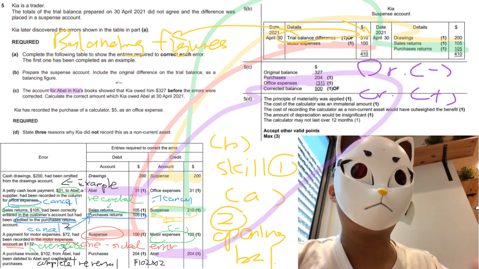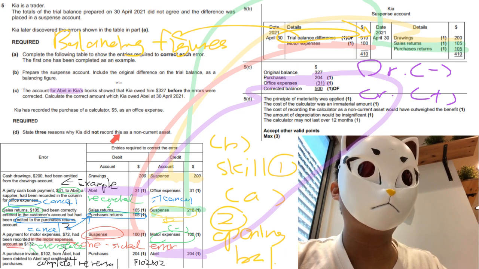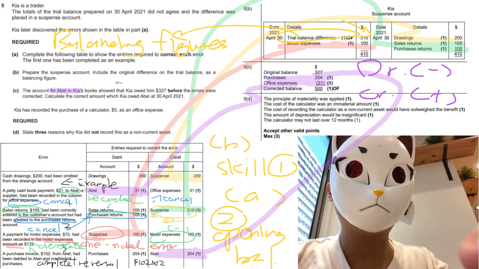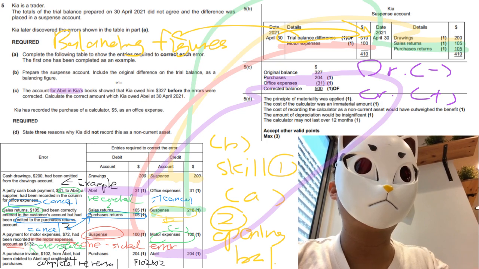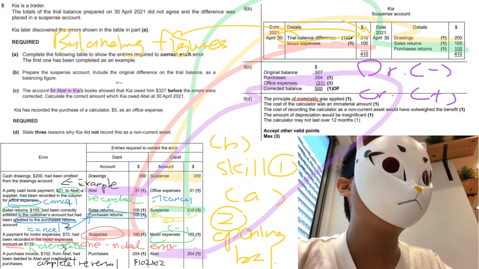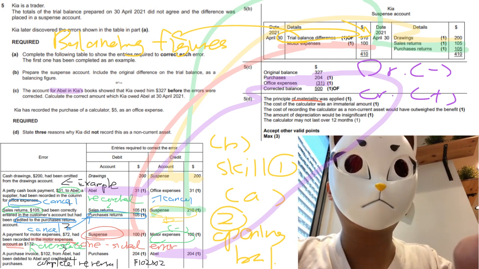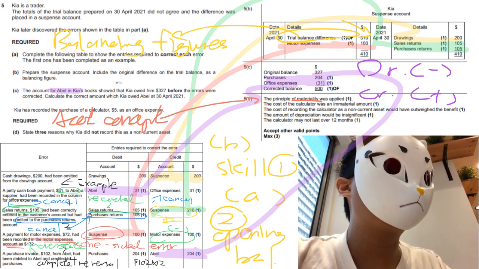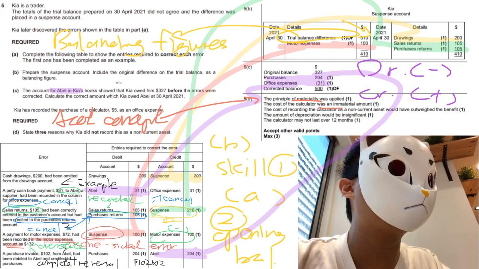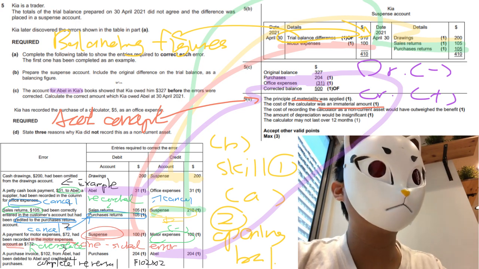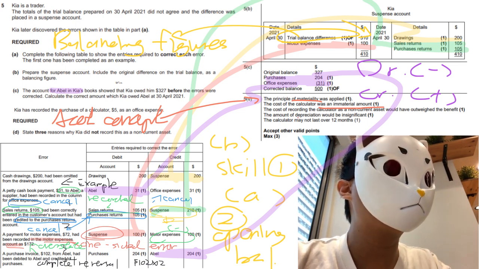Last part of this question: three reasons why the calculator is not recorded as a non-current asset. You must apply the accounting concept that you've learned. This term is materiality. This is the accounting concept, so remember that we have to apply it. Materiality: because it's an immaterial amount, we do not record this as a non-current asset, and also there's no depreciation.